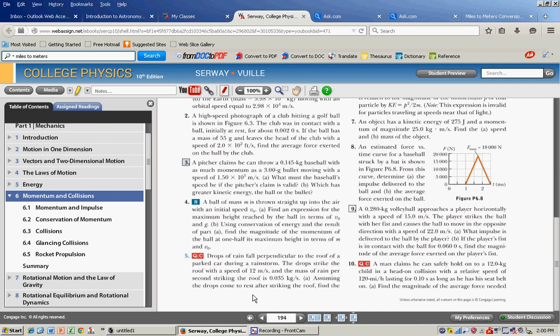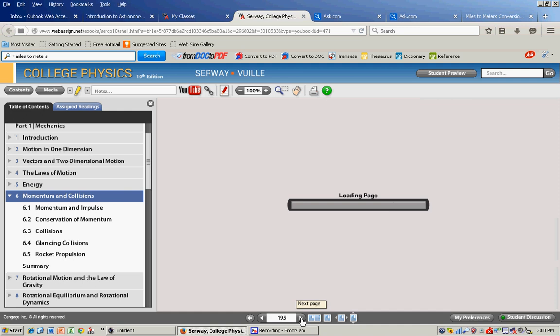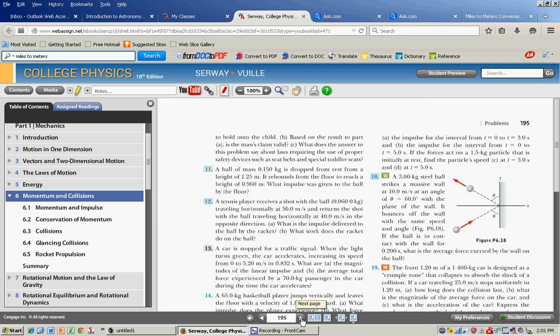So let's start with number 10, 10th edition. A man claims he can safely hold on to a 12 kilogram child in a head-on collision with a relative speed of 120 miles per hour that lasts for 0.1 second. So the kid has no seat belts, and the man claims he can hold the child that way. Find the magnitude of the average force needed to hold on to the child. Okay, this is the problem.